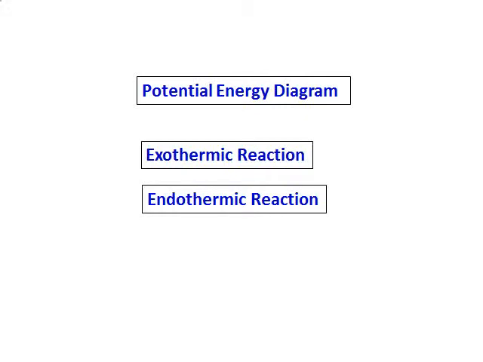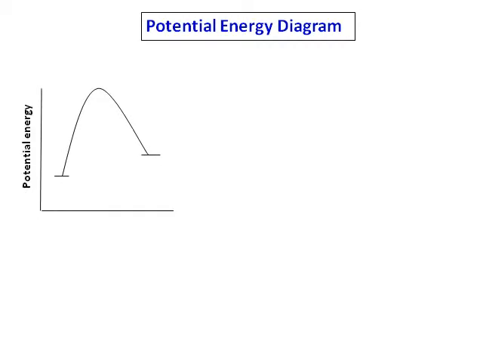So this video is going to focus on how to draw a potential energy diagram for an exothermic and an endothermic reaction. So let's go ahead and learn how it is done. So what is a potential energy diagram? Actually, a potential energy diagram tells us the change in energy of a reaction as the reaction progresses.